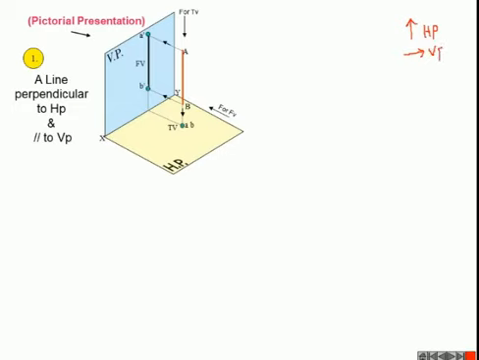Here we have two points, point A and point B. Point A is above the HP by a distance we call H1, and D1 is its in-front distance. Similarly, point B is also above the HP by some distance, which we call H2, and in front of the VP by a distance D2. Here D1 is the in-front distance.